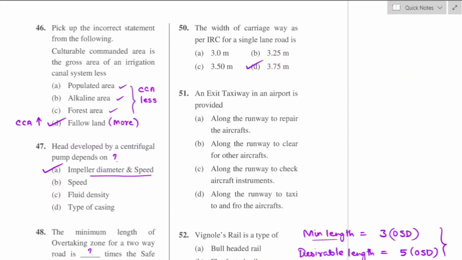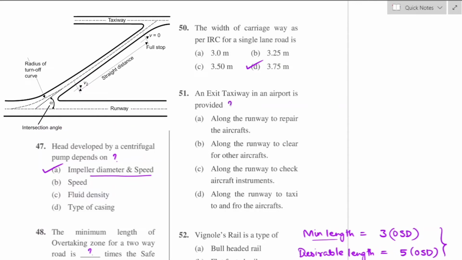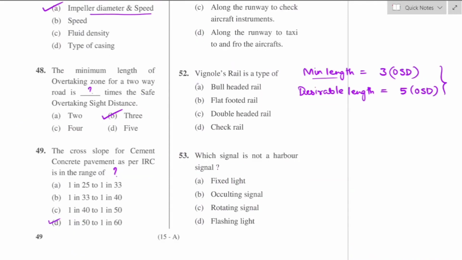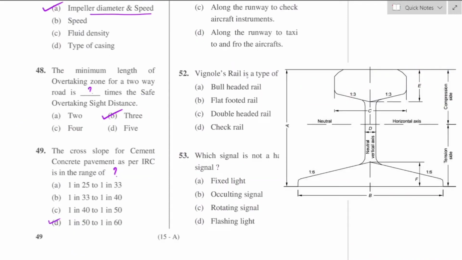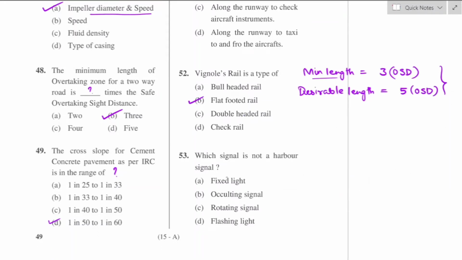Question number 51. An exit taxiway in an airport is provided along the runway to minimize the runway occupancy by landing aircraft so as to clear for other aircrafts. So it is usually along the runway to clear for other aircrafts. So option B is the right answer. Question number 52. Vignol's rail is a type of flat-footed rail. Option B is the right answer. Question number 53.